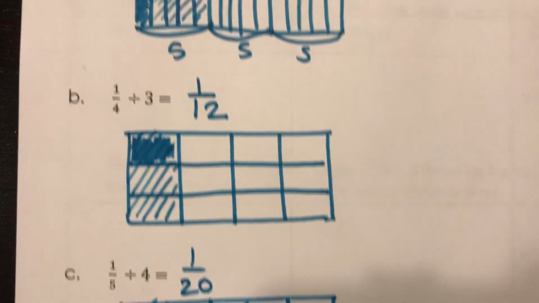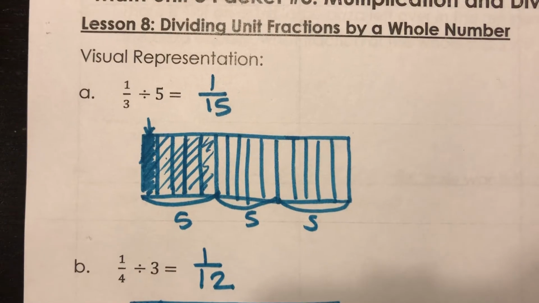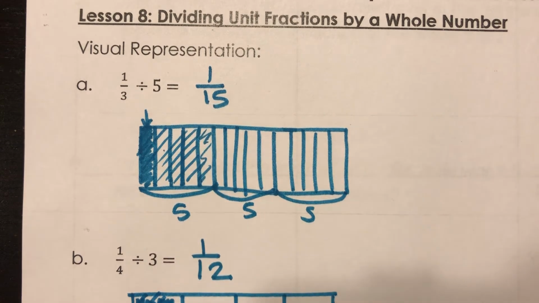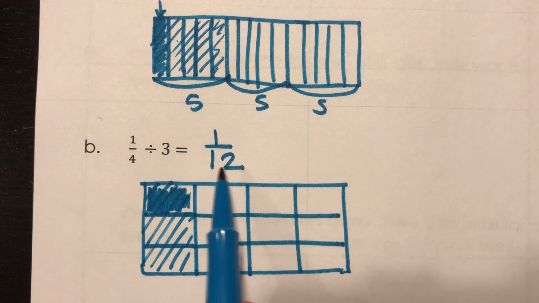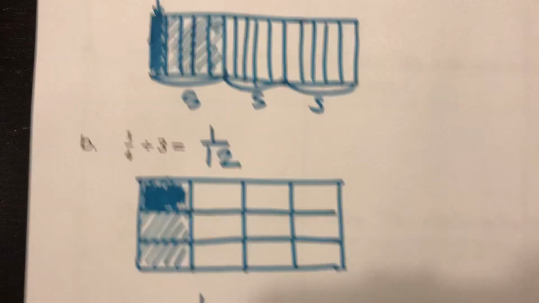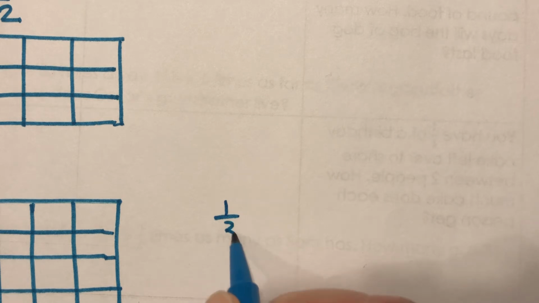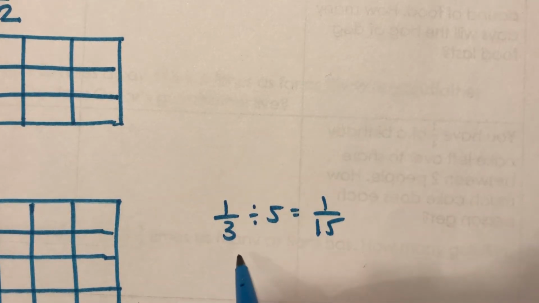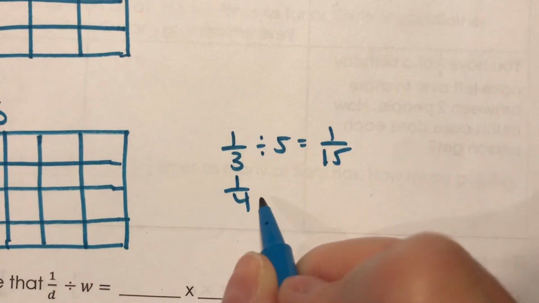So if we take a look at what we just did, we just had the problems 1/3 divided by 5 and we got 1/15. And 1/4 divided by 3 gave us 1/12. And 1/5 divided by 4 gave us 1/20. I think I'm going to write that. You don't have to write this, but I'm going to write it here so that we can see them all at one time. So give me one little second just to write this down.